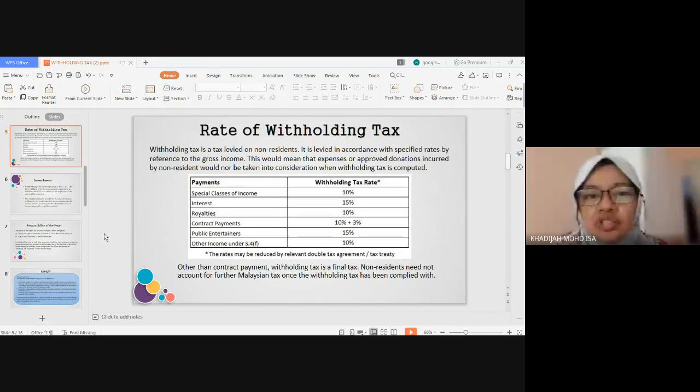You understand that? It's a very important implication, because if you do not comply with withholding tax, that will add to your tax liability. By right, the royalty should be a business expense, but just because you fail to comply with the withholding tax, the royalty expense now becomes non-deductible. So you have to add back 100,000.